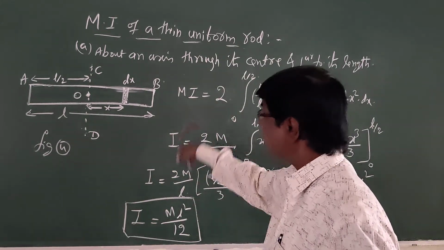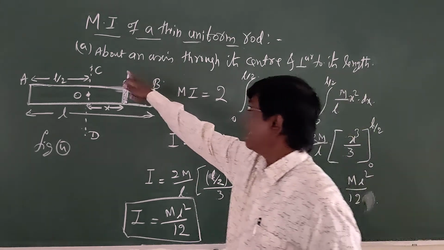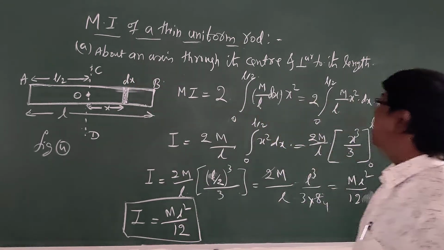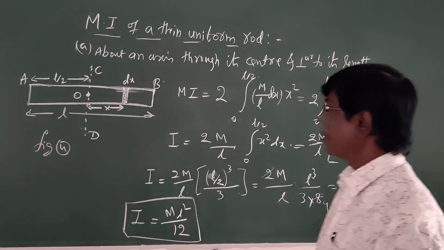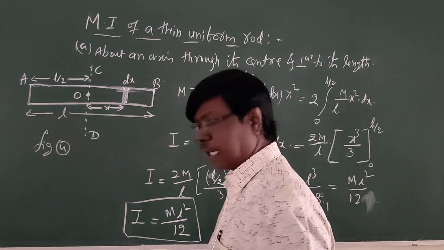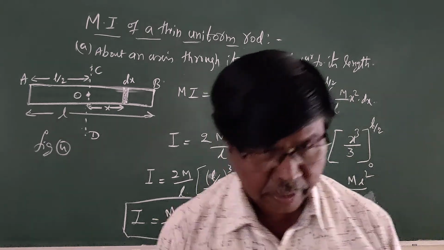This is the first case, what we call about an axis through its center and perpendicular to its length. The second one is B, which we will calculate in the next video.